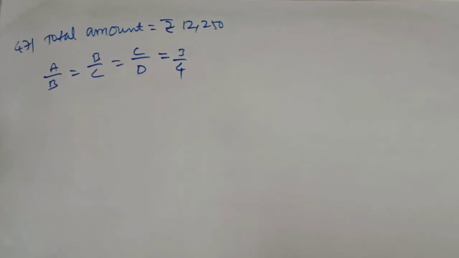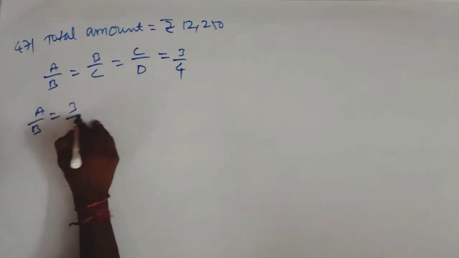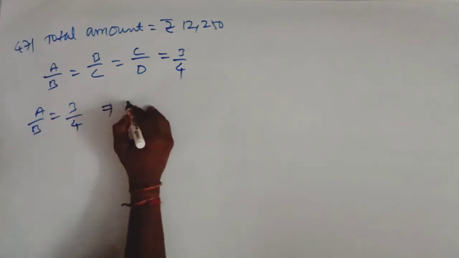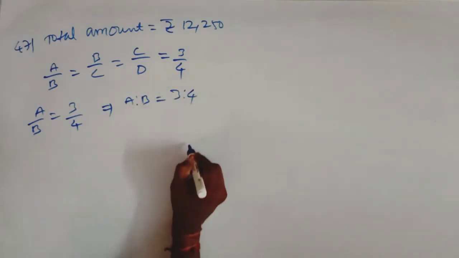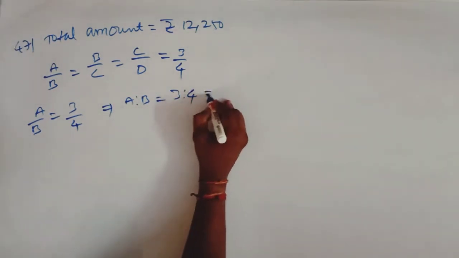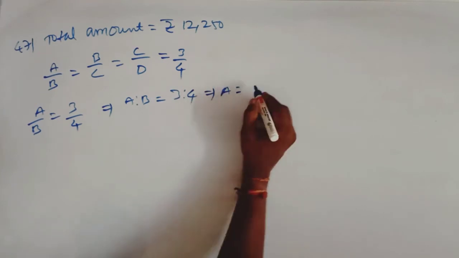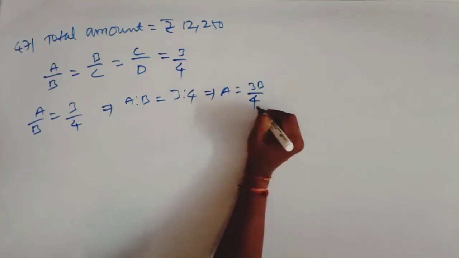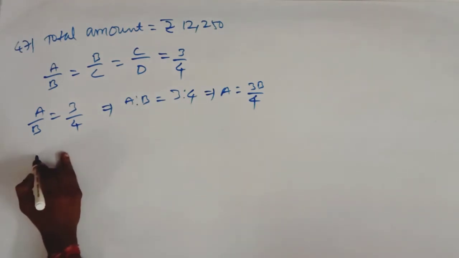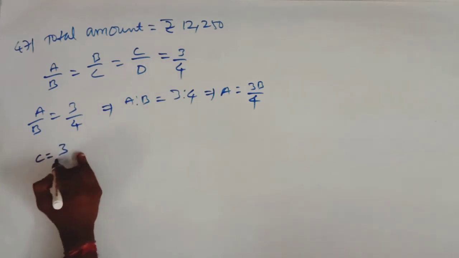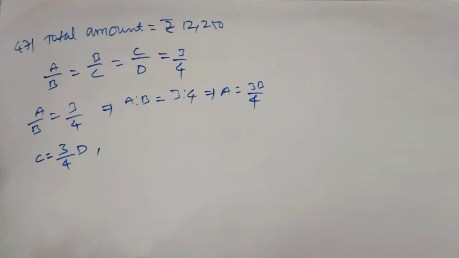Now here A by B is equal to 3 by 4. Then that implies A is to B is equal to 3 is to 4. Okay. Now by this I can say that A is equal to 3b by 4. Okay. So in the same way C is equal to 3 by 4d, and I'll go in order.